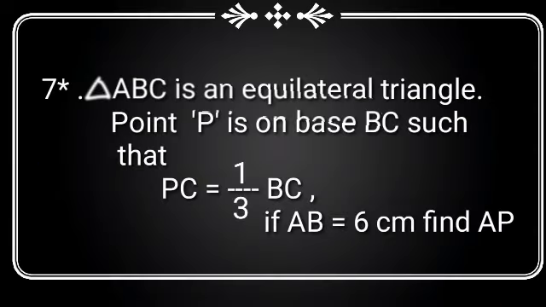Example number 7 star. Triangle ABC is an equilateral triangle. Point P is on base BC such that PC is equal to 1 upon 3 into BC. If AB is equal to 6 cm, find AP.